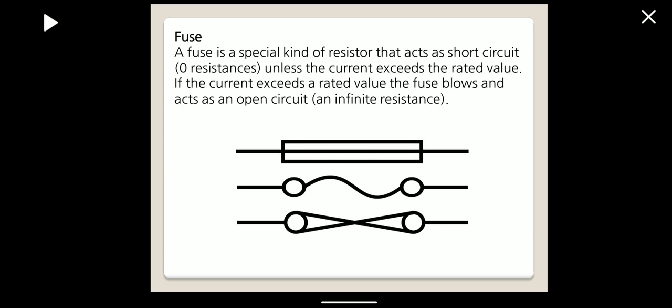Next is fuse. A fuse is a special kind of resistor that acts as a short circuit, that means zero resistance, unless the current exceeds the rated value. If the current exceeds the rated value, the fuse glows and acts as an open circuit with infinite resistance.